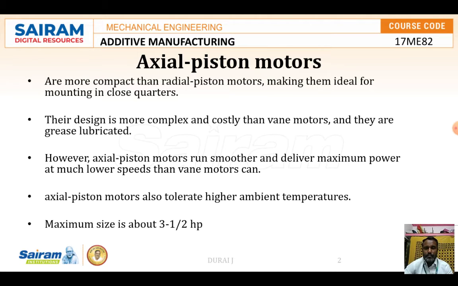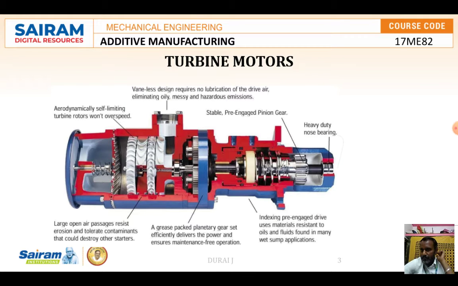The axial piston motor runs smoother and delivers maximum power at much lower speed than vane motors can. Axial motors tolerate higher temperatures. The maximum size is about 3 to 3.5 HP. So that is about the axial piston motors. We have already discussed axial motors, that means bent axis motors in hydraulics, so the same function takes place here also.